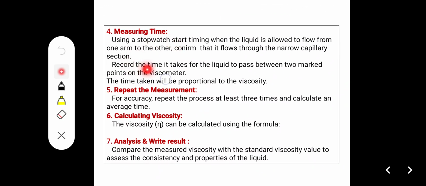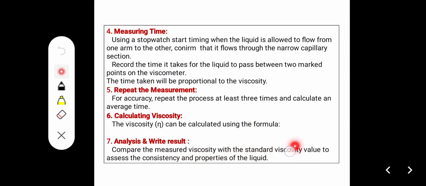Next, measuring the time by using a stopwatch. Record the time taken by the liquid to pass between the two marked points on the viscometer. The time taken will be proportional to the viscosity. Repeat the measurement 3 times for accuracy, precision and repeatability, to calculate an average time. Then calculate the viscosity using the formula, analyze and write the result.